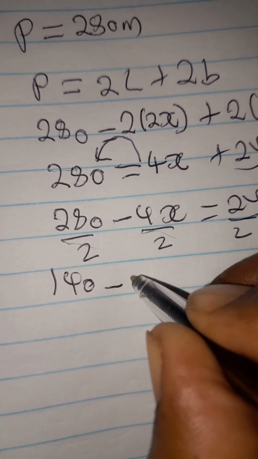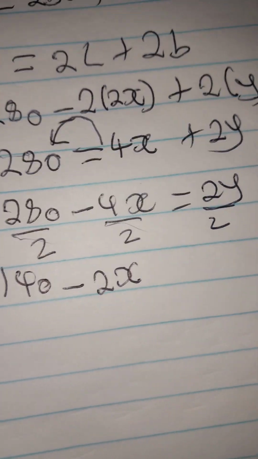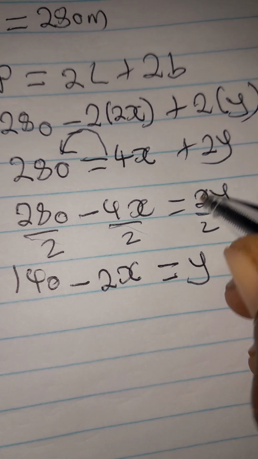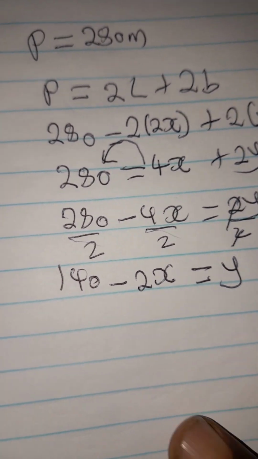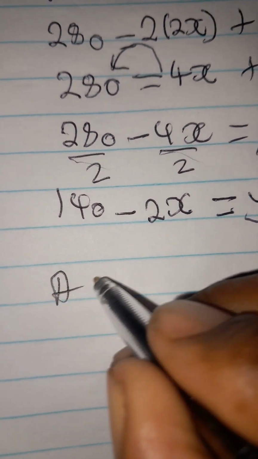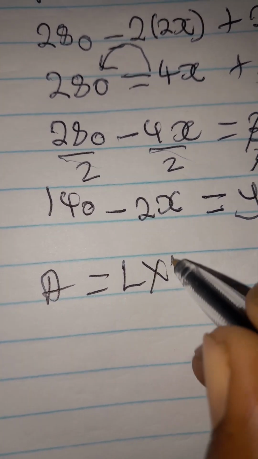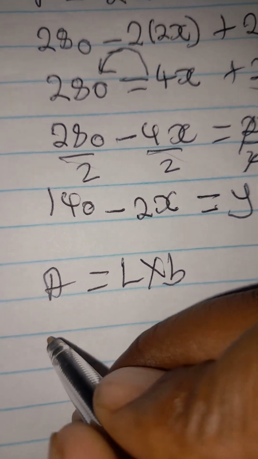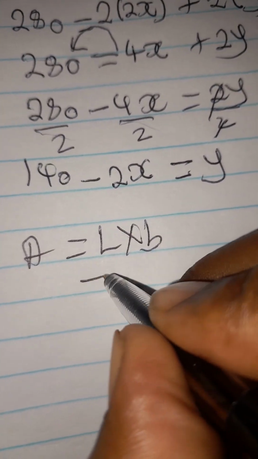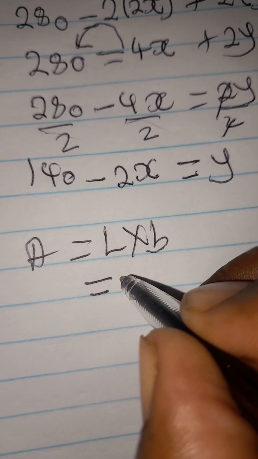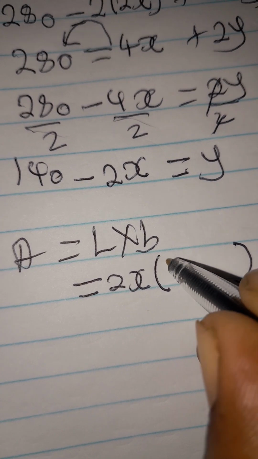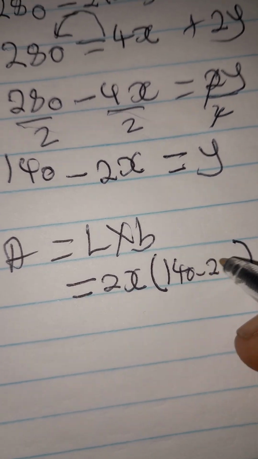How many times does it go? It goes twice. So 4 divided by 2 is 2x, as well as y here. This and this cancel. So we are having 140 minus 2x. Remember that the area of a rectangle is length times breadth, right? So what is your length there? Your length, remember, is given as 2x. What is your breadth? Your breadth is given as 140 subtracted by 2x.